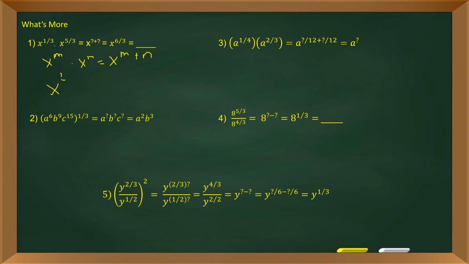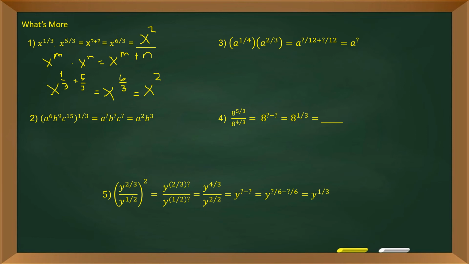So 1/3 plus 5/3. When you add fractions with similar denominators, all you have to do is add the numerators. So in this case, 1 plus 5, 6. Then just copy the common denominator, which is 3. So in this case, that is x raised to 2. So the answer here is x squared.